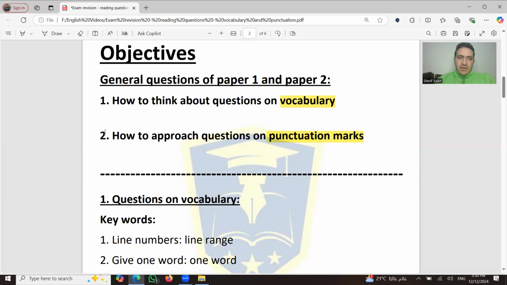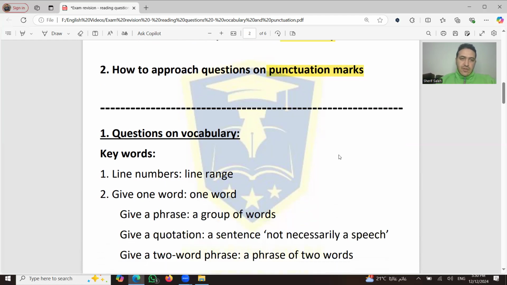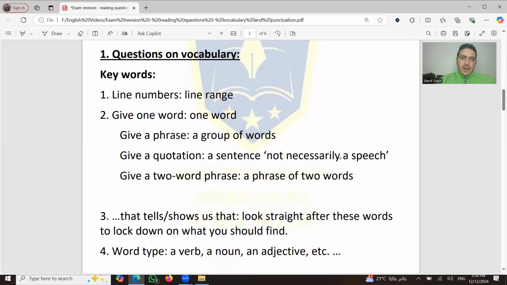What we will learn today is how to think about questions on vocabulary and how to tackle questions on punctuation marks. So let's start with questions on vocabulary. We just need to pay attention to mainly 4 things in a question that asks us to find and copy one word or one phrase.